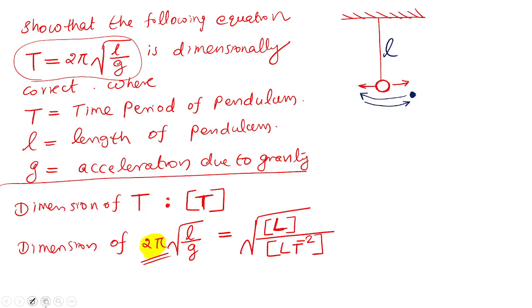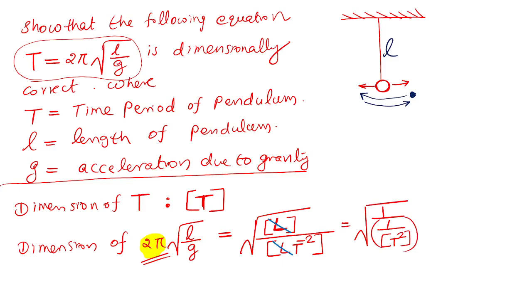So you see that L into T raised to minus 2, this L cancels. The denominator is L into T raised to minus 2, L cancelled. Root of 1 by T raised to minus 2. T raised to minus 2 is written as 1 by T square. If you don't understand, I will explain that.